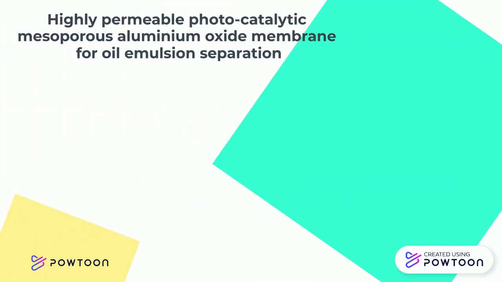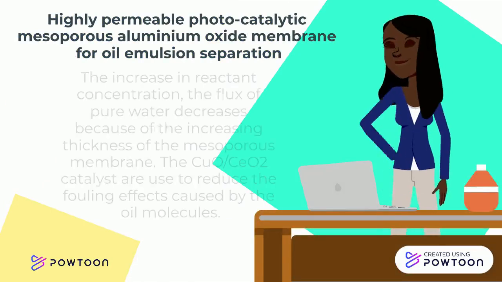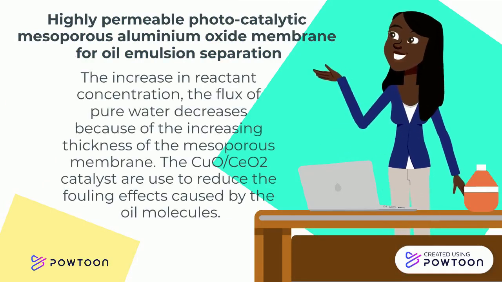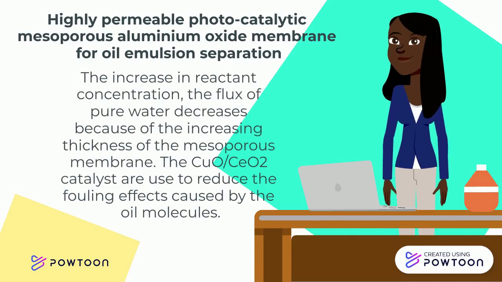In the last article, about the mesoporous aluminum oxide membranes, the CeO and CeO2 catalysts are deposited onto the mesoporous aluminum oxide membrane to lower the fouling effect caused by organic molecules. The catalyst can increase the solute flux as it is exposed to UV light and generates maximum superoxide radicals and hydroxyl radicals.